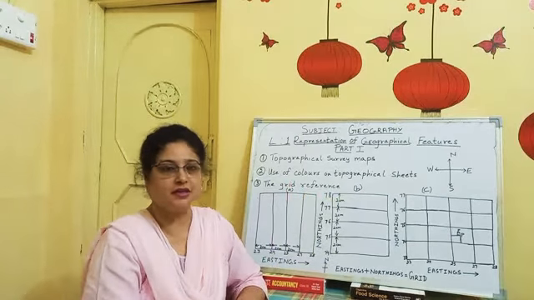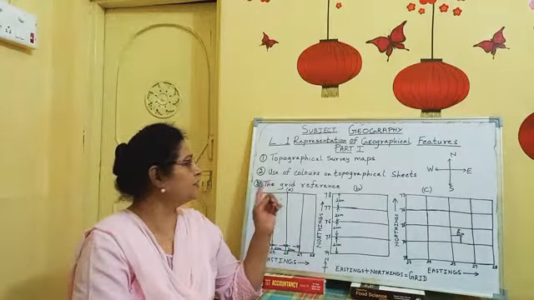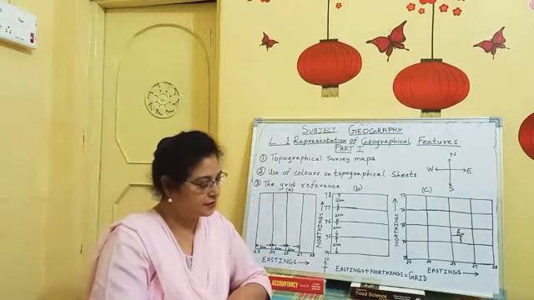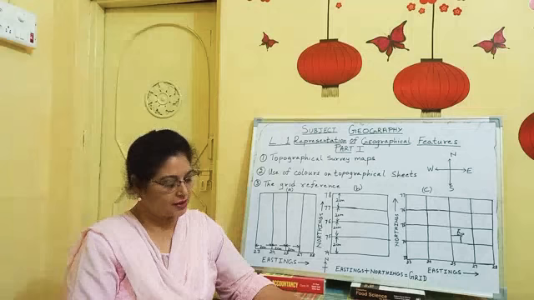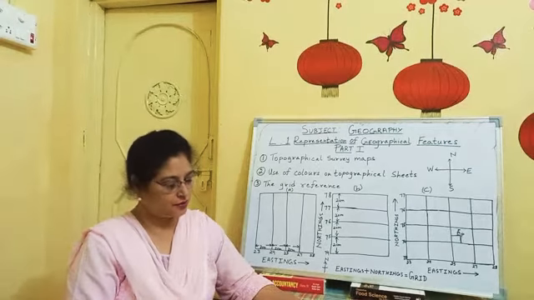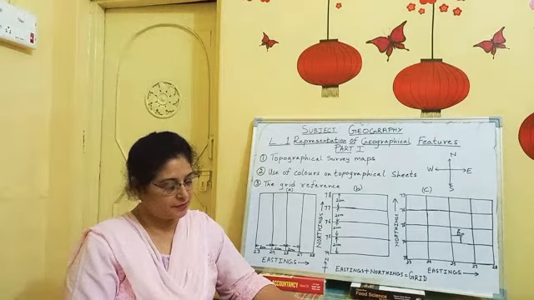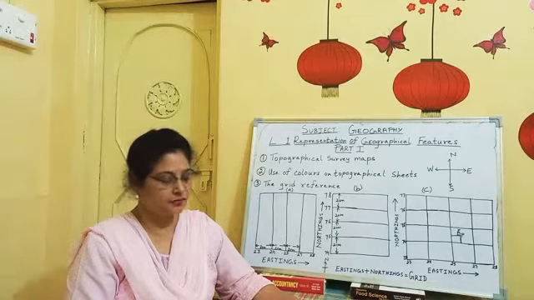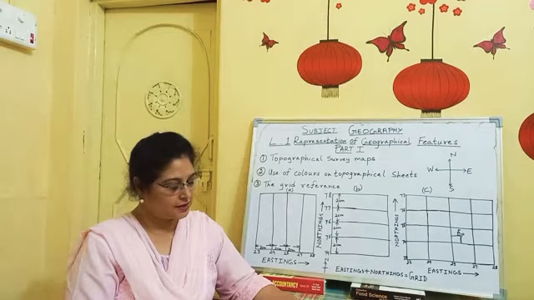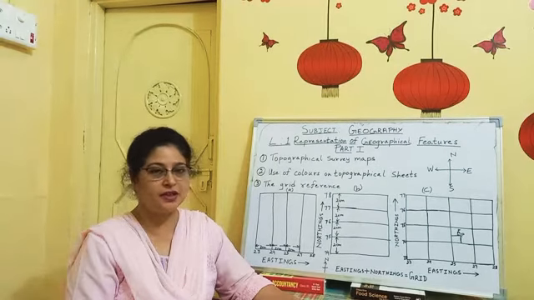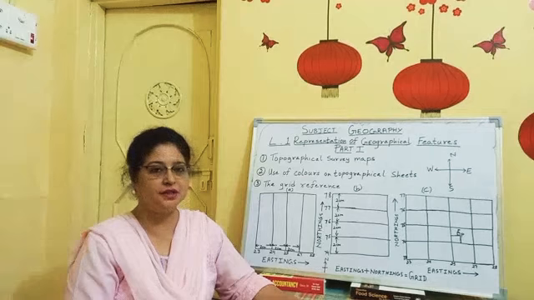As I start, first is topographical survey maps. Topographical survey maps, also known as topo sheets, are large-scale maps based on accurate survey of the land. These maps show the natural features of the ground such as hill elevation, drainage, trees and vegetation.